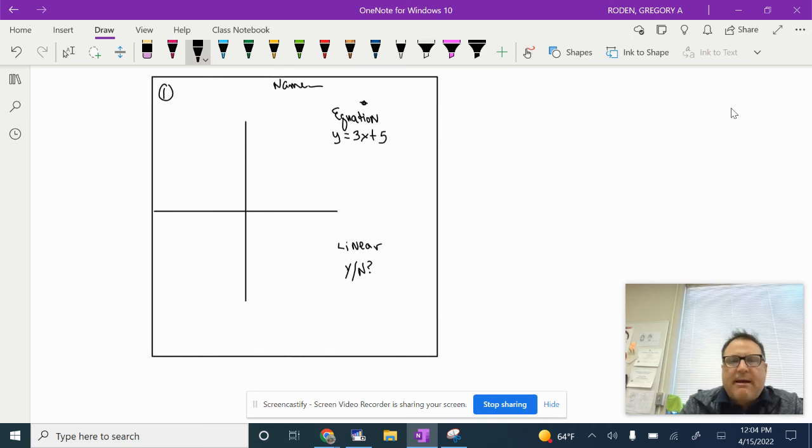Okay. Now I want you to move over to box 2. So now pretend this is box 2. You didn't have your name in box 2. And then you're going to have a new equation in box 2.